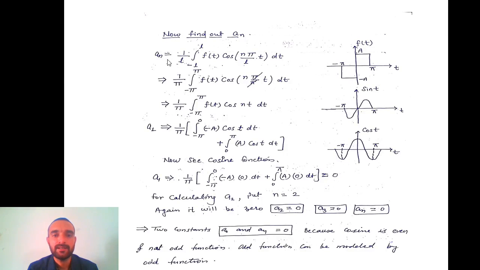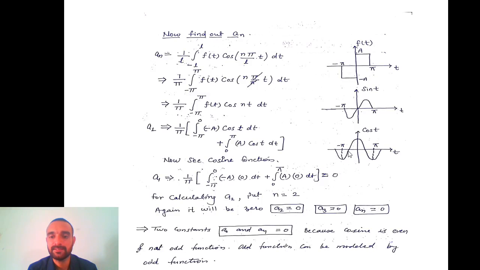We can see in this derivation that when we are calculating a of n, which is 1 upon L, from minus L to L, f of t cos n pi by L t dt. The range is minus pi to pi, where minus pi to 0 is minus a, and 0 to pi is plus a. And sin t from minus pi to pi is one particular wavelength. When calculating a of n, we have to look at the cosine function over minus pi to pi.